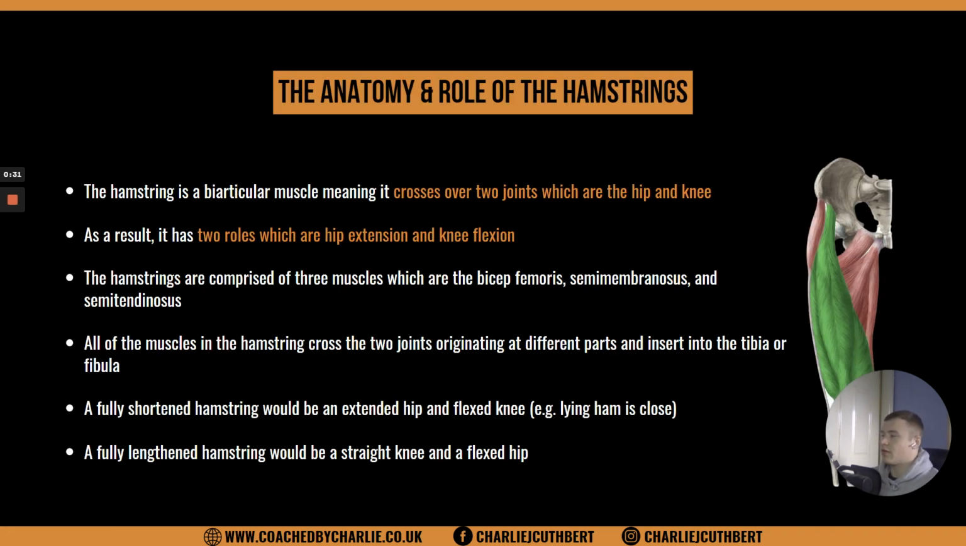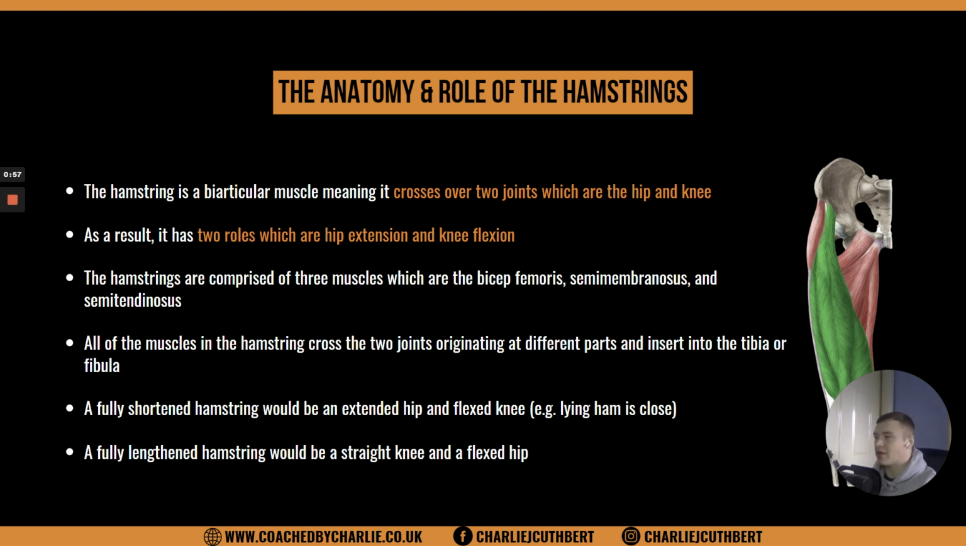So to start off, we're going to touch on the role and anatomy, as I touched on. When it comes to the hamstrings, they are a biarticular muscle, which basically means it crosses over two joints, and as a result, it influences two joints. It crosses over the hip and the knee, and as a result, it has two roles. One of the roles is hip extension, the other role is knee flexion.